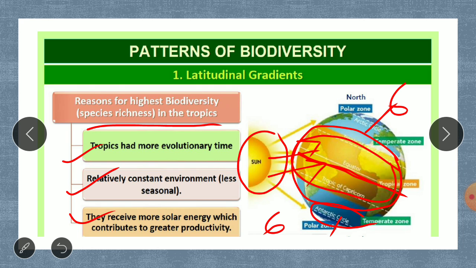These 3 can be the reasons why biodiversity is more in the tropical zones when compared to the temperate zones. First one is tropics had more evolutionary time. Second, relatively constant environment. And third, they receive more solar energy which contributes to greater productivity.